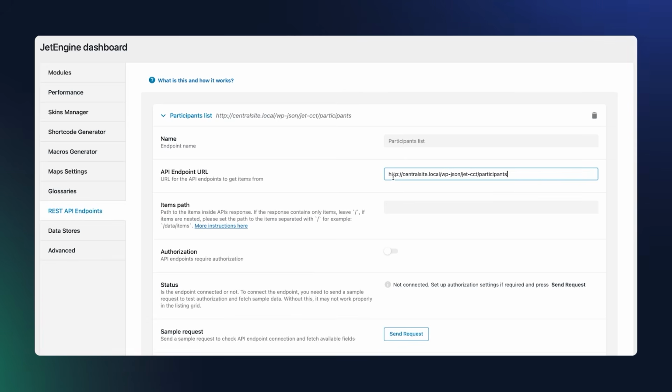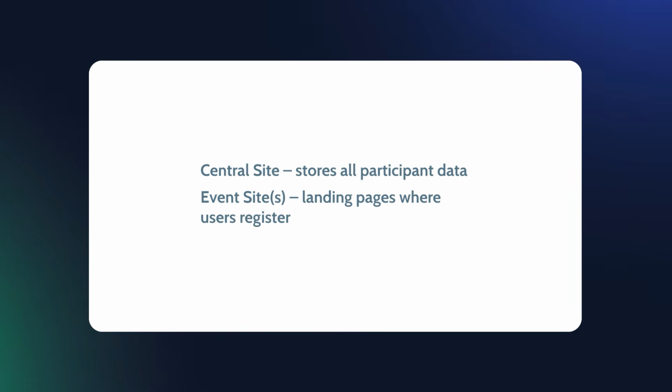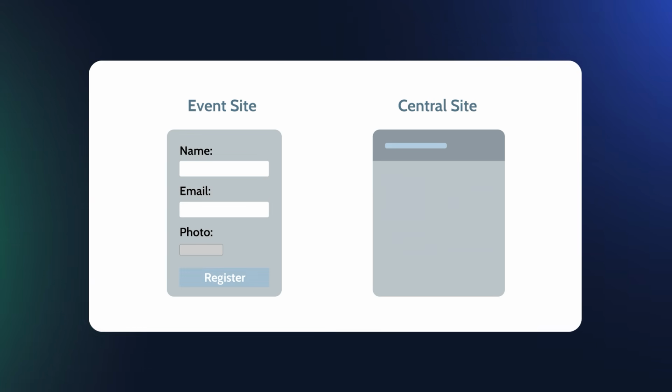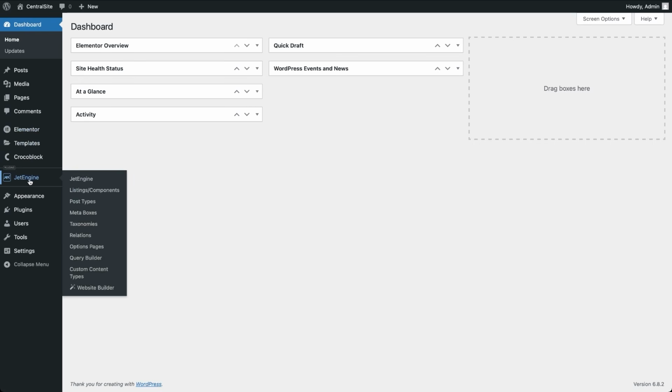Let's start with a simple but super useful example, collecting form submissions on one site and sending them directly to another site's database. Imagine you have a central site where you store all event participants, and an event site or multiple sites which are landing pages for different locations or events where people register. When someone registers on the event site, their data will be sent to the central site automatically through the REST API.